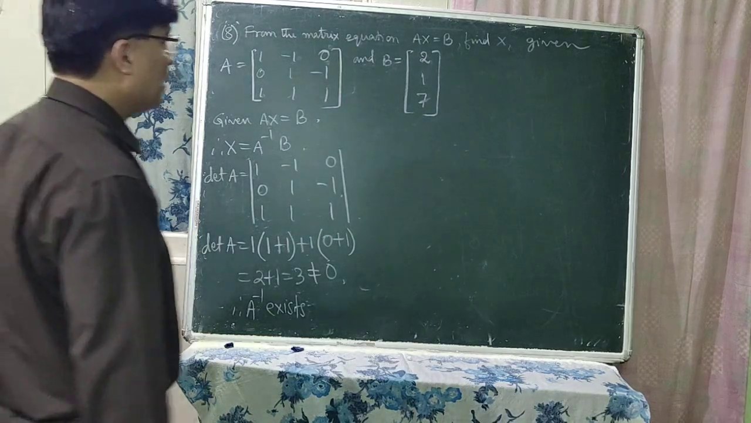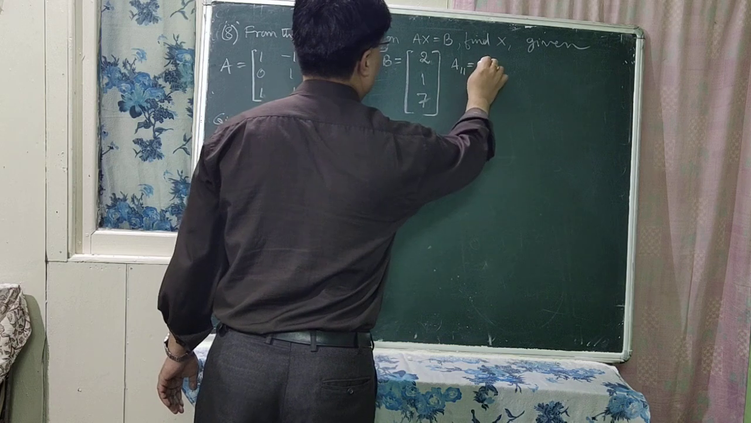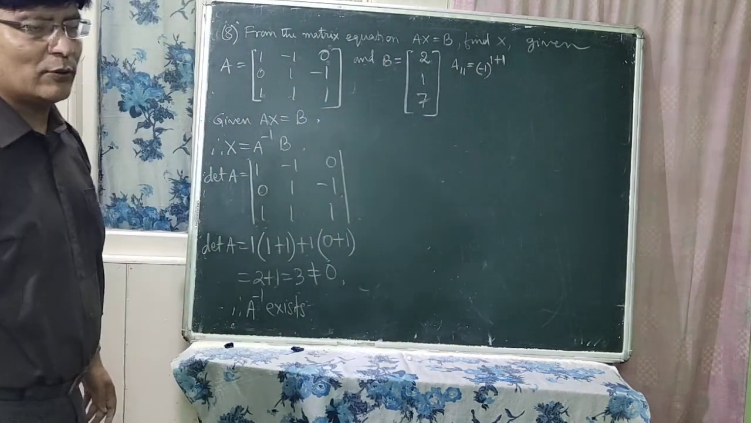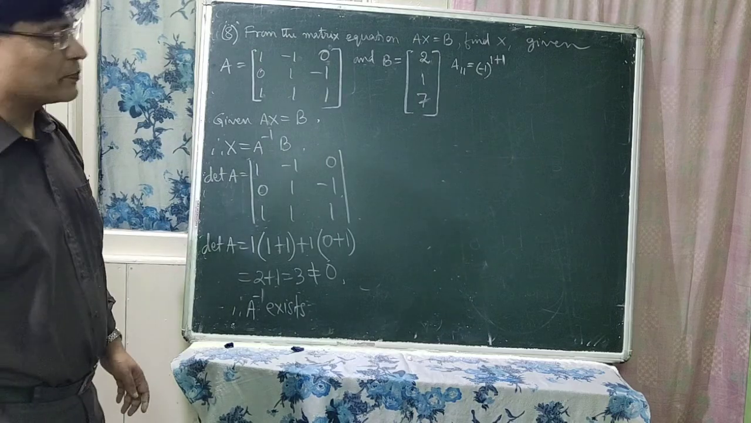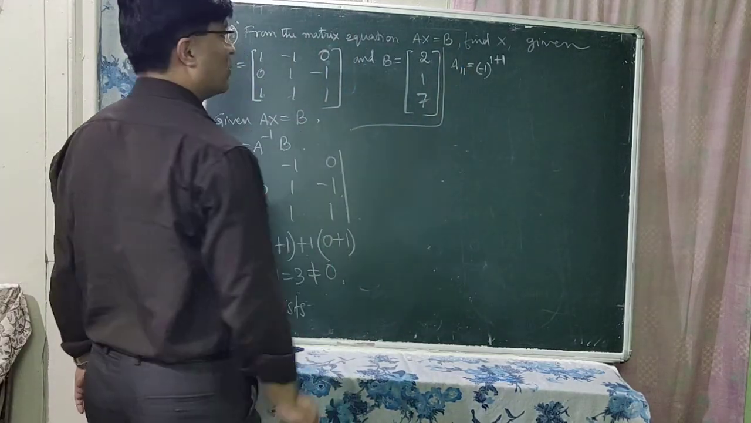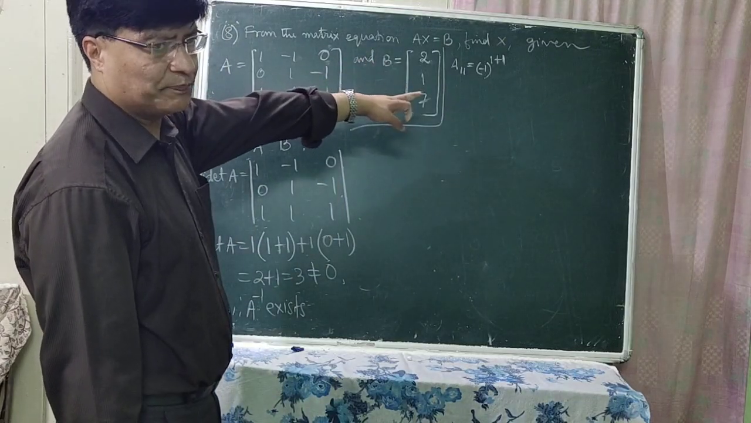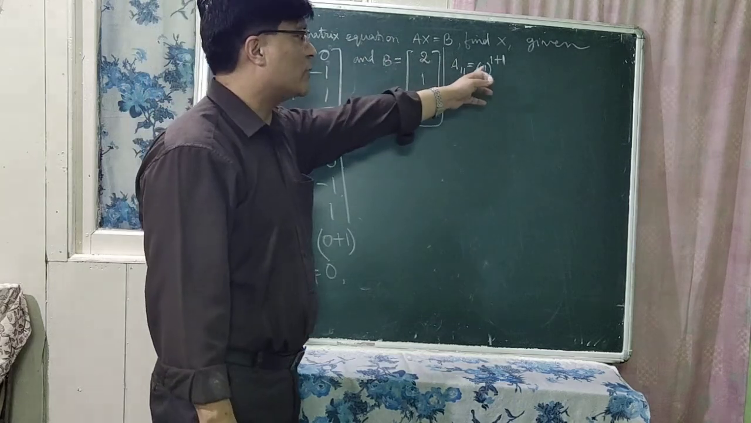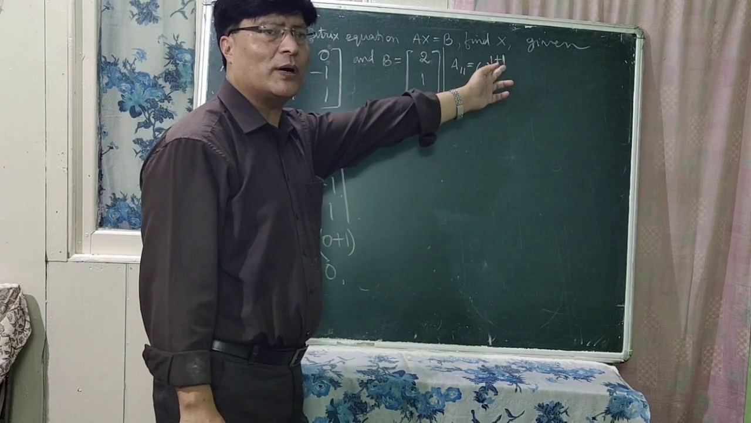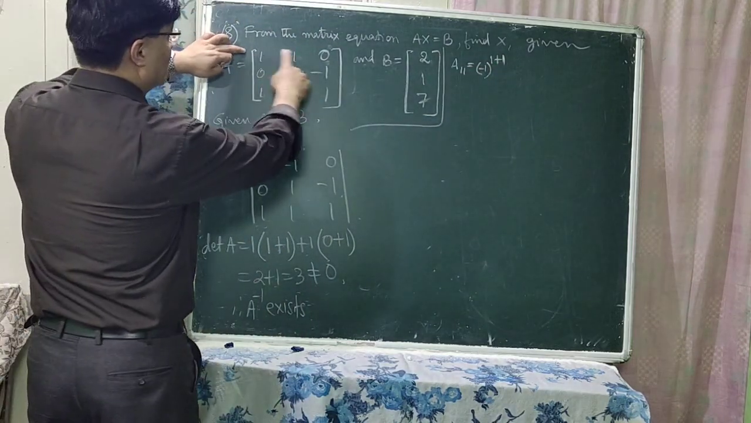Now let us find A11. What is A11 here? Minus 1 whole to the power 1 plus 1. You have to consider the sign. A11 means the cofactor of the element belonging to the first row and first column. Minus 1 whole to the power 1 plus 1, first row and first column. That means 1.